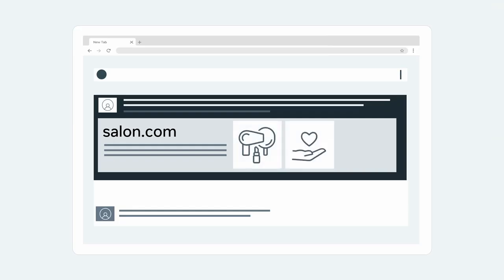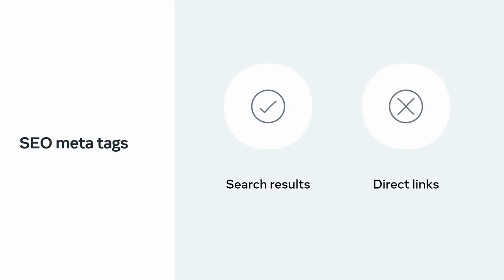By using meta tags to control what information is displayed to users, you can get more clicks when you share your websites. But the meta tags web developers use for this purpose are different from the traditional SEO meta tags that you learned about earlier in this lesson. Traditional SEO meta tags are oriented toward search results, not direct links.